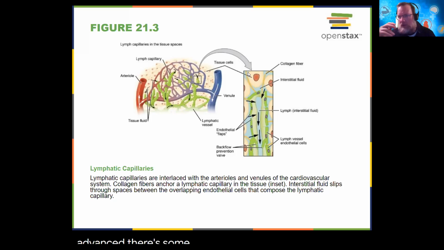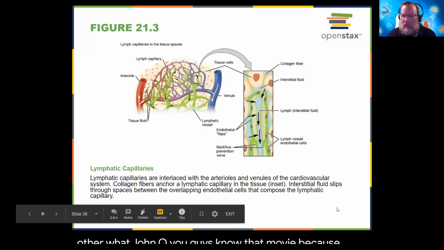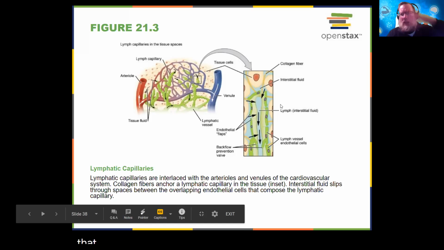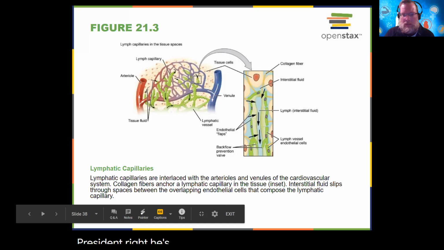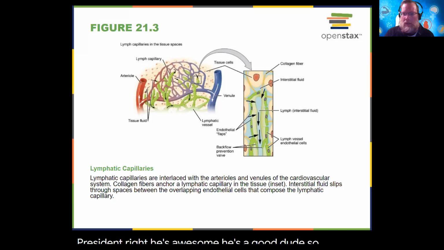There's some medical stuff, right? What's that one? John Q, I think it is. Is that not Wesley Snipes, the other John Q? You guys know that movie? You guys seen that? Denzel Washington. Yeah. That's an insult to Denzel, right? Oh, Wesley Snipes. Geez, he was in Passenger 57 or something? I don't know. But yeah, Denzel Washington. Denzel for president, right? He's awesome. He's a good dude.